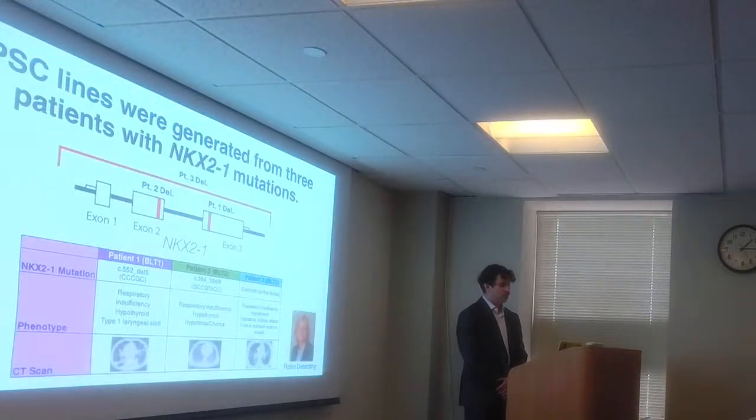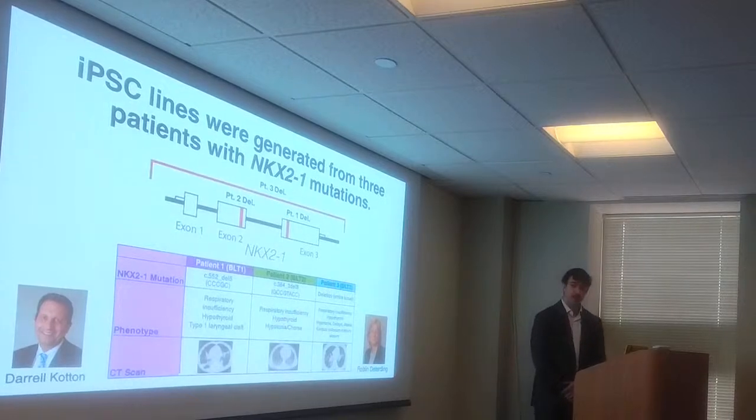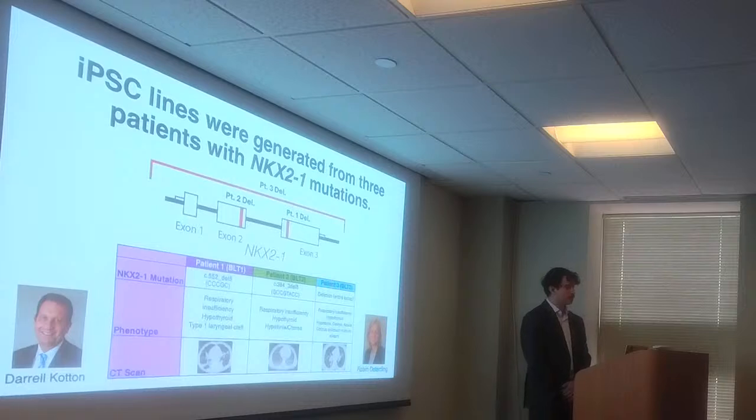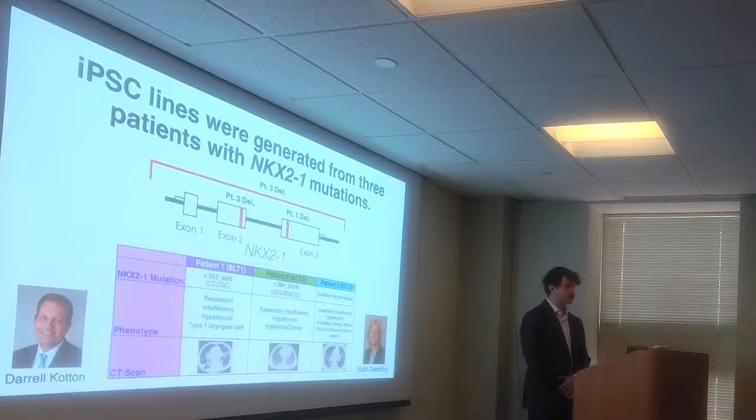So now, we'd really like to study the role of NKX2-1 specifically in lung development. So to do this, the director of the CReM, Daryl Cotton, collaborated with Robin Deterding, a clinician at Children's Hospital in Colorado, and we were able to generate 3 different iPSC lines from patients with NKX2-1 mutations. You can see them here. One of them is a frame shift in exon 3, one is a frame shift in exon 2, and the final one is a deletion of the entire locus. They're all heterozygous.